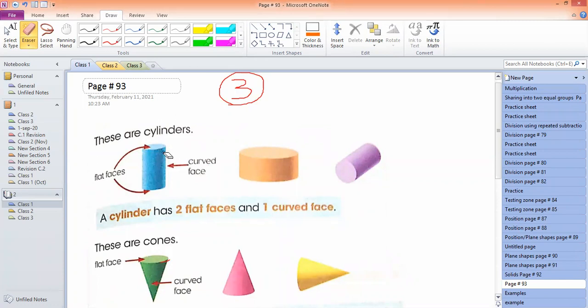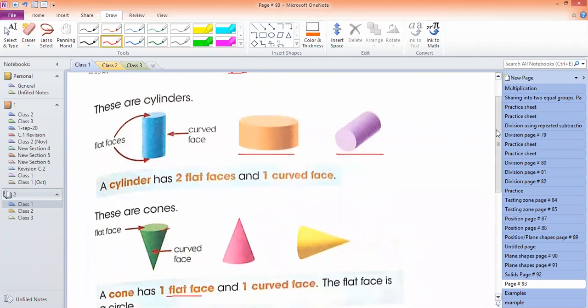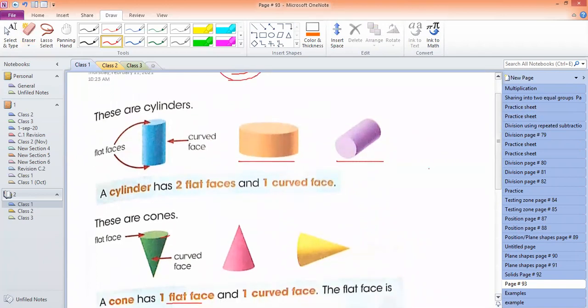So there is no vertex in a cylinder. You can see the different shapes of the cylinder. This is also a cylinder. This is also a cylinder. And the last shape which we studied was the cone.